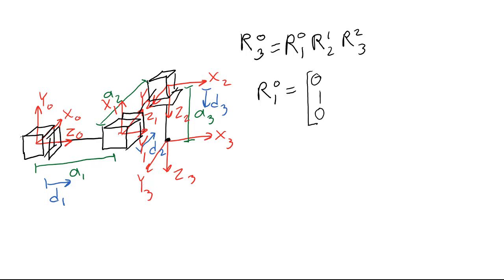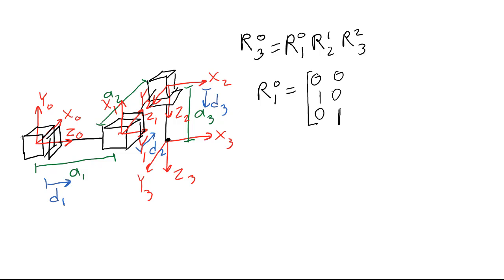Next, I can see that the y1 axis is in the same direction as the z0 axis. That means that the projection of y1 on z0 is 1. So in my rotation matrix, I find the entry that means the projection of y1, the second column, on z0, the third row, and I put a 1 there. Since y1 is perpendicular to x0 and y0, I can fill in zeros in those places in the matrix.